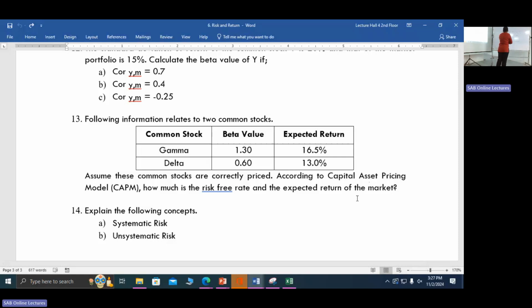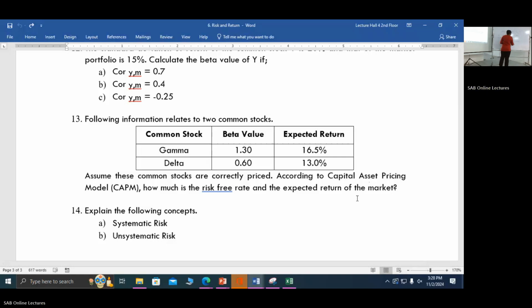Make a minus, 1.3 and 0.6. Now, simple mathematics. This is minus 1.3 into market risk premium, minus 0.6, which is 0.7 minus.